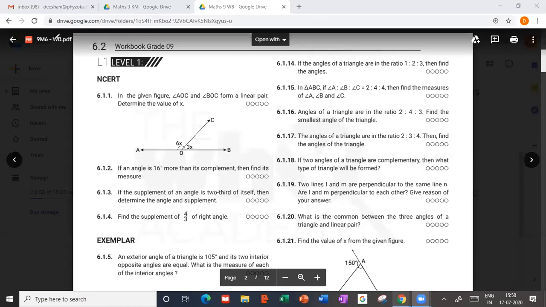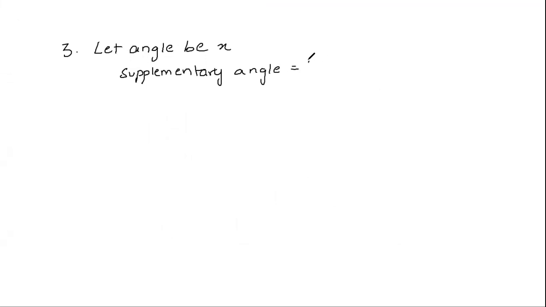Yeah. So I was doing the third one. It says supplement of an angle, right? So let the angle be x. You start with that. So the supplementary angle will be 2 by 3x. Two-third of itself, right? So two-third of itself is nothing but this. Actually, a better way to write it is 180 minus 2 by 3x. That will be the supplementary angle.